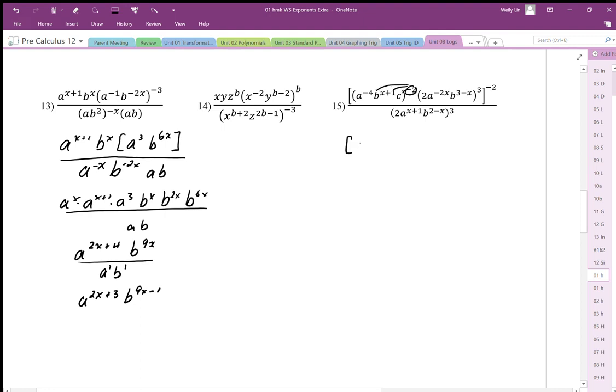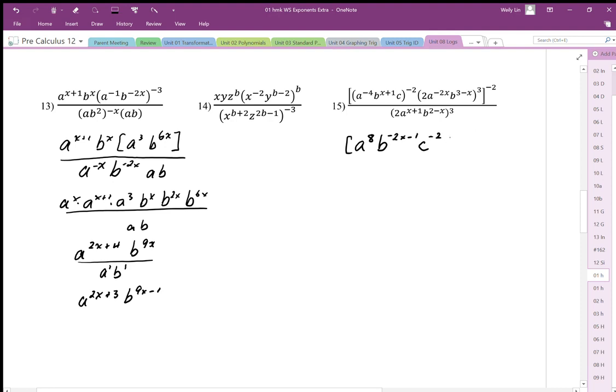So we end up with a to the power negative 4 and negative 2 gives me positive 8. That's a divide and divide. We end up with b to the power negative 2x minus 1. So we're going to multiply those exponents together. And c, we end up with negative 2.